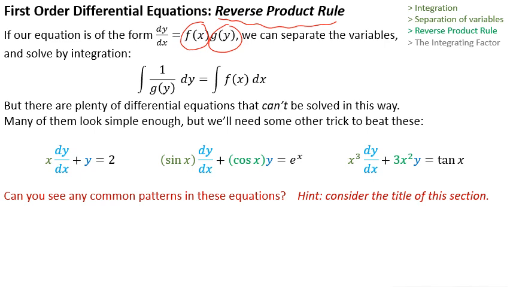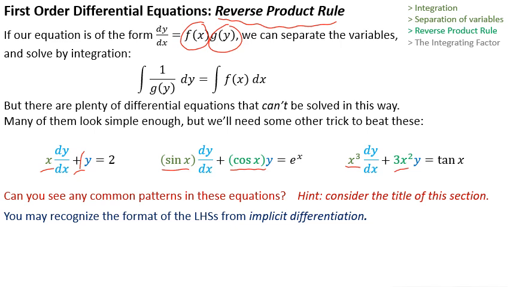So if we have sine x times dy by dx, then over here we're going to have the derivative of sine x multiplied by y. Over here we've got x cubed and then 3x squared. Even in the first example we've got an x and then 1y. So the derivative of x is 1.